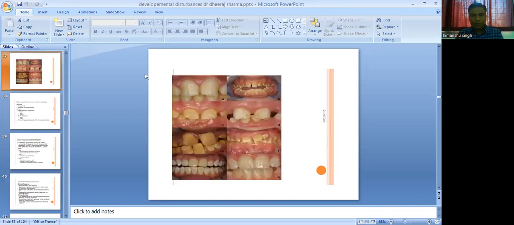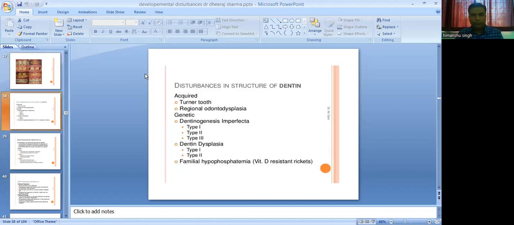You can see the generalized pattern. That is the condition affecting all of the teeth, with disturbance in the supplementary. That is the terminating video under dysplasia.